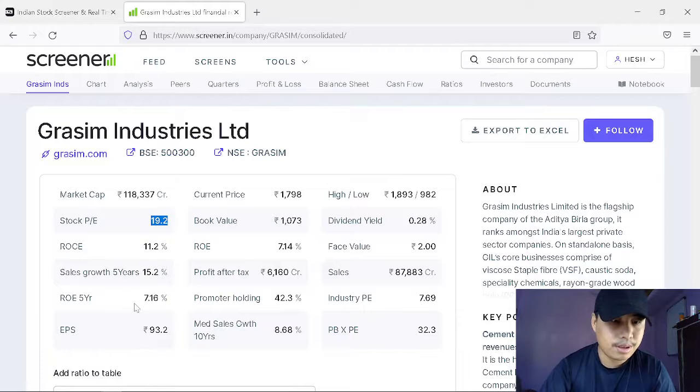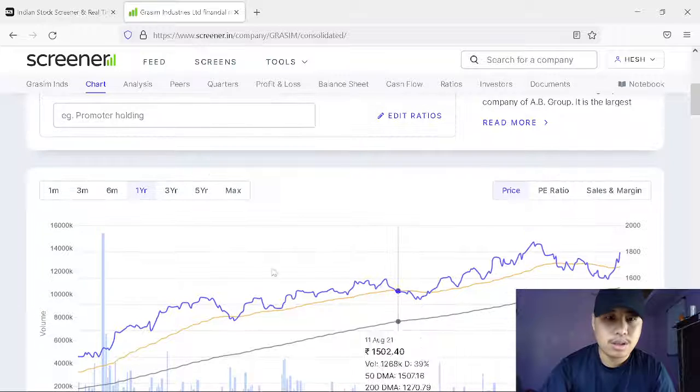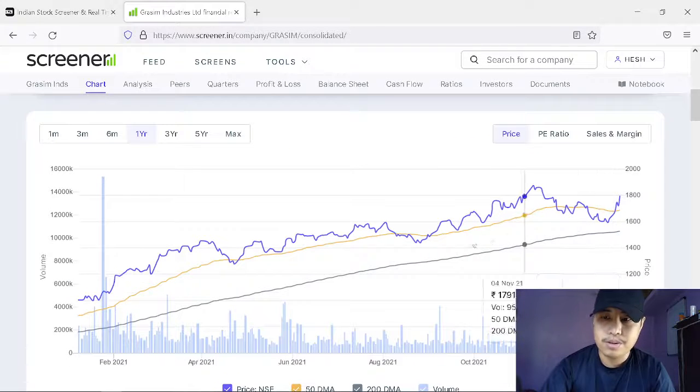EPS okay. ROE is not very good, but it's okay, 7%. And sales are increasing, growing at 15% in the last 5 years. So it's okay. Book value is also very good, not bad. Dividend not very impressive, but still okay. Industry PE very good. So you can buy this stock when it reaches the 20 moving average, because it's trading just above the 20 moving average. So a small pullback here in this area we can start buying.